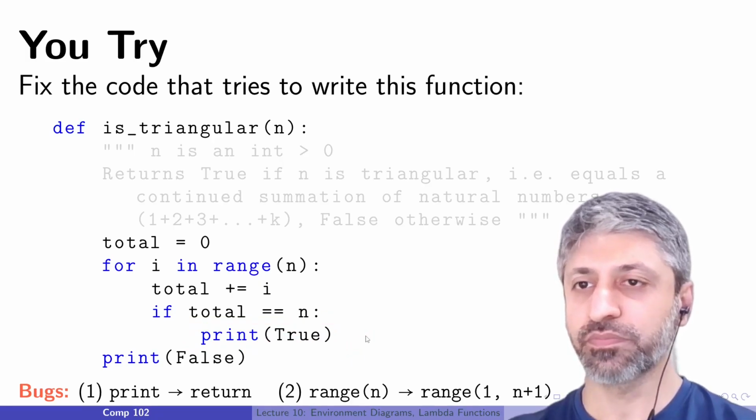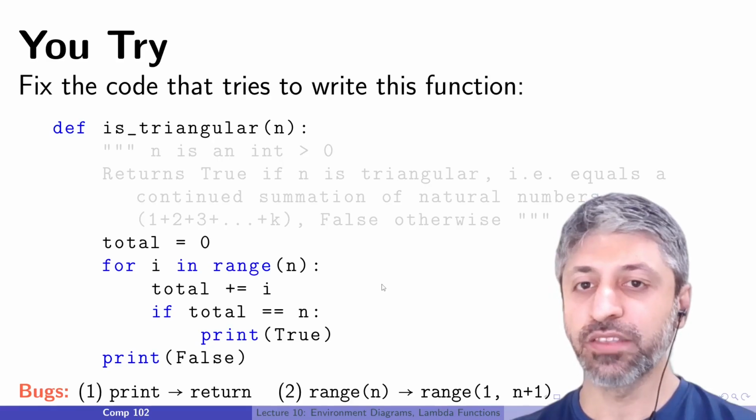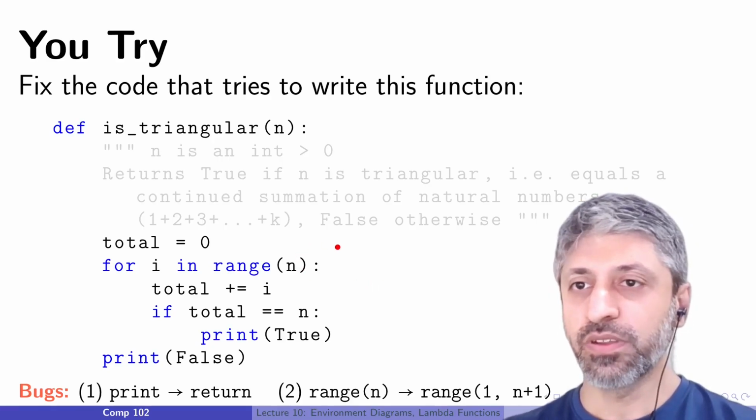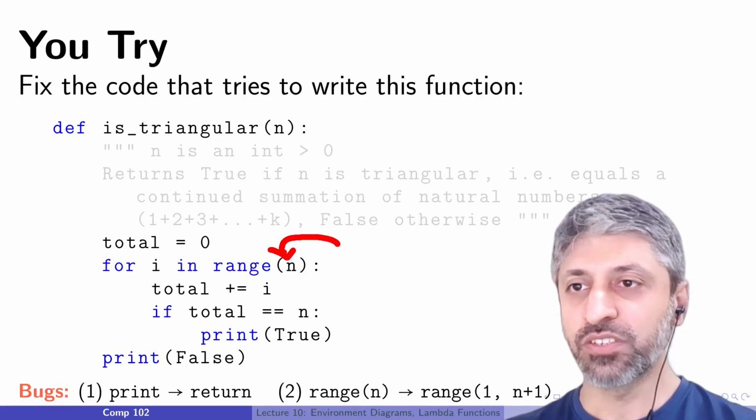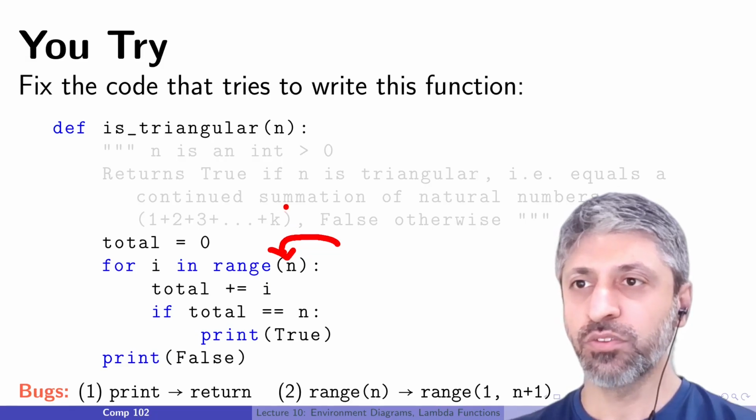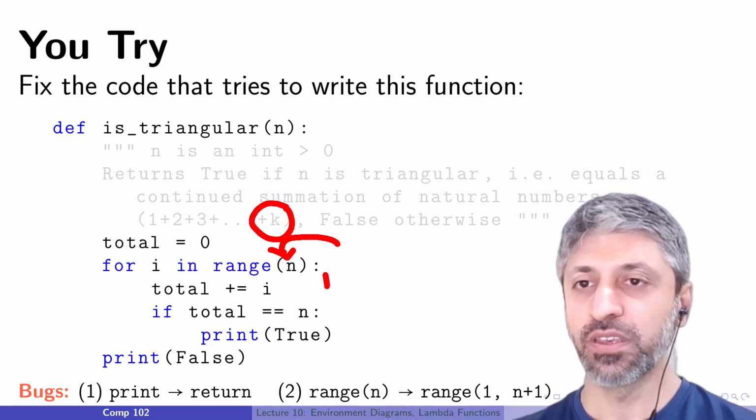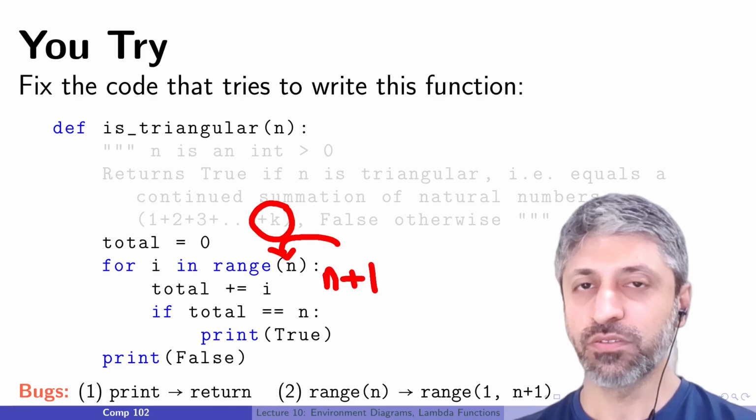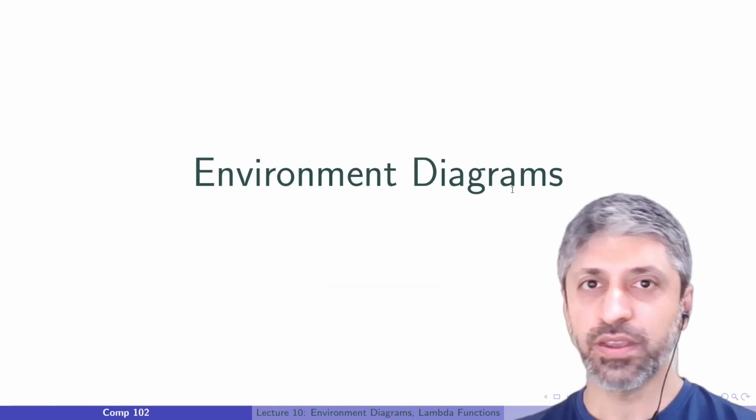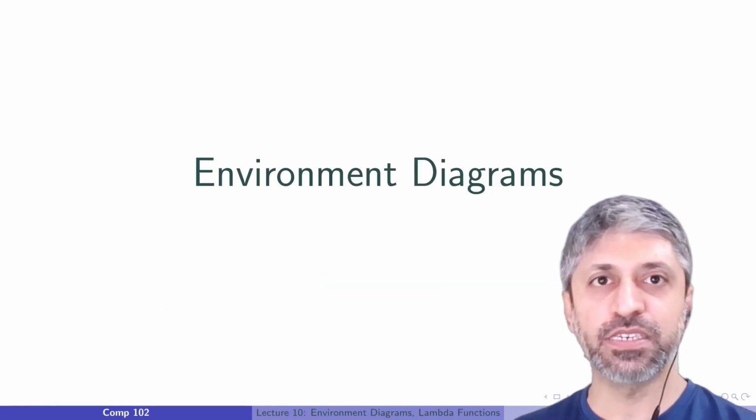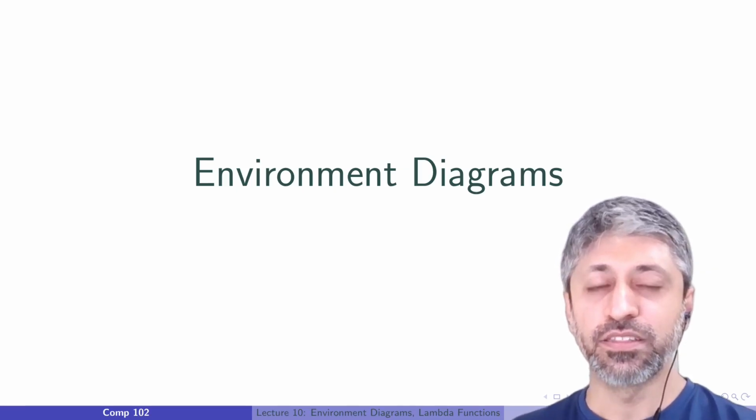So that's wrong. Secondly, the other bug is here. In this case, it's going up till range n, but we want to add numbers from 1 up to and including the upper limit. So this is going to be n plus 1. So that's another bug. All right, so let's get into the main event, the environment diagrams.